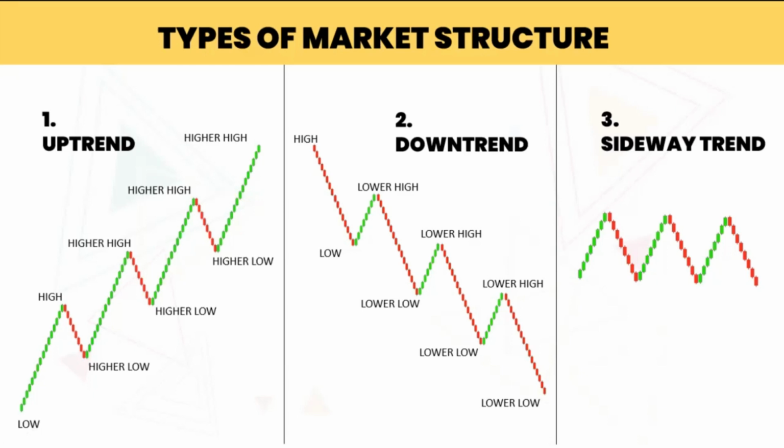The opposite is the uptrend. For the uptrend, it creates higher highs and higher lows, while for the downtrend, it creates lower highs and lower lows. You understand me? So now let's go to the sideways trend.